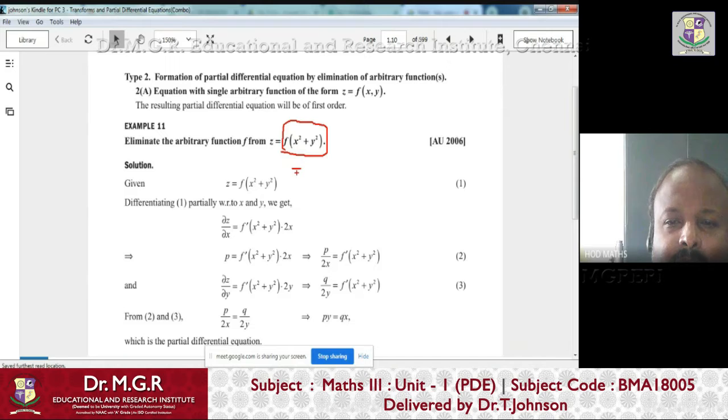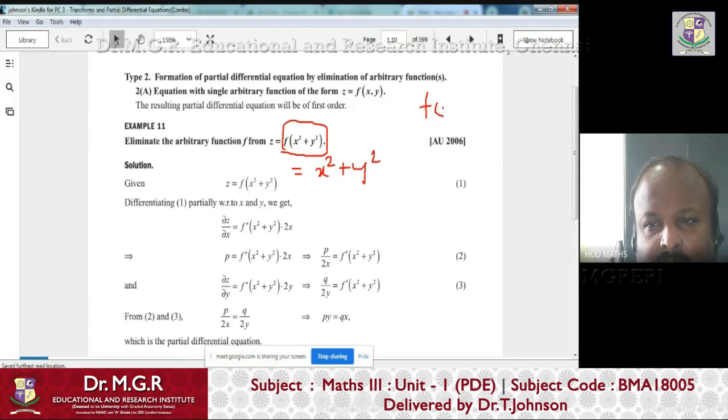Okay, no reply. See, if they say some function of x square plus y square, the right hand side can be any function, but it contains x square plus y square. If I simply write x square plus y square, then also it's okay. It's like writing f of x equals x, where the function of x is x itself. The same way, f of x square plus y square can simply be x square plus y square, so z equals x square plus y square.